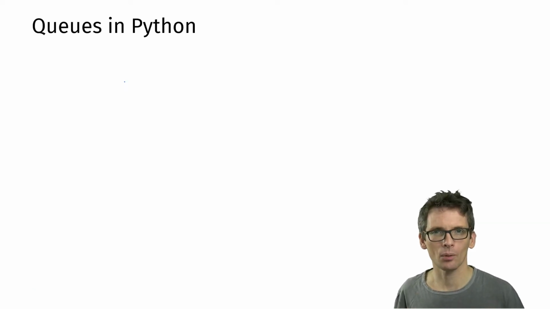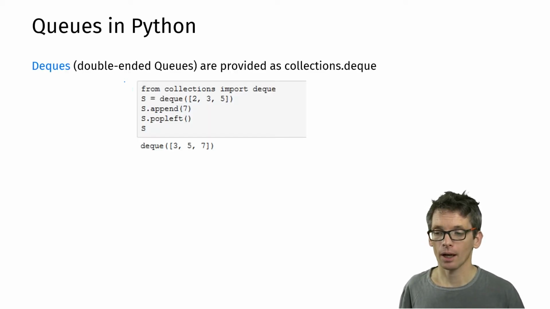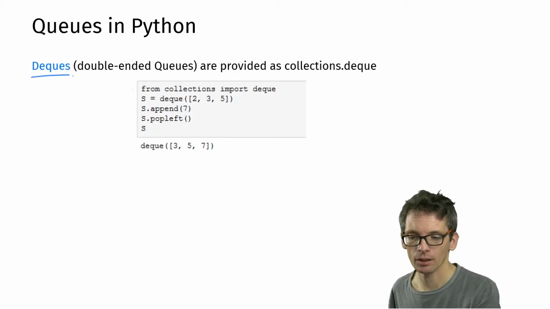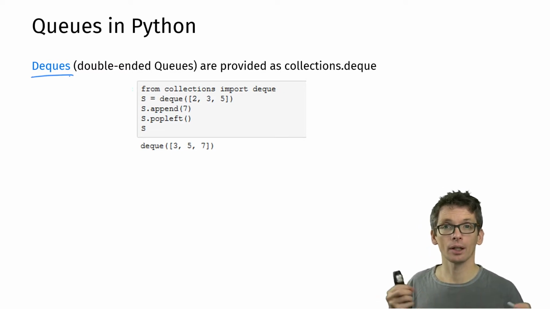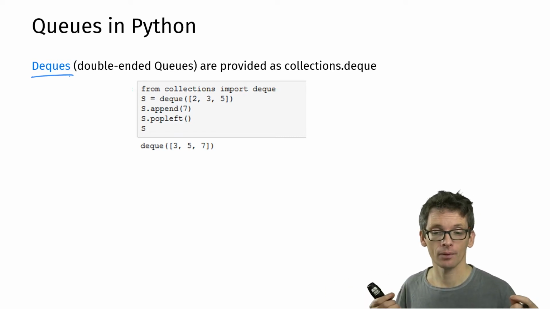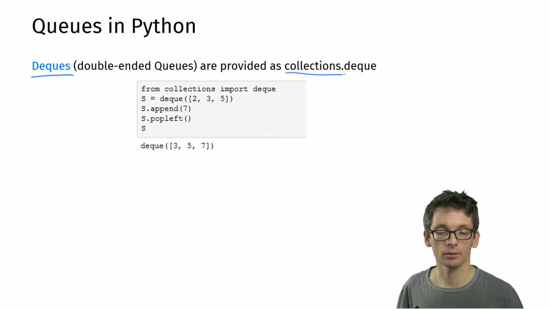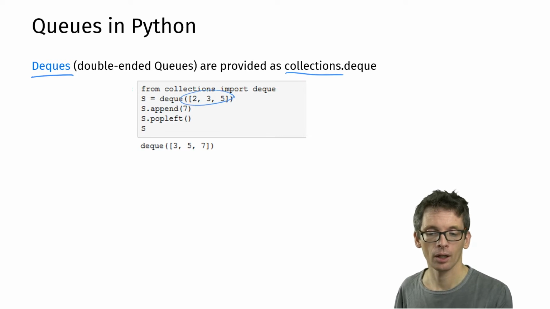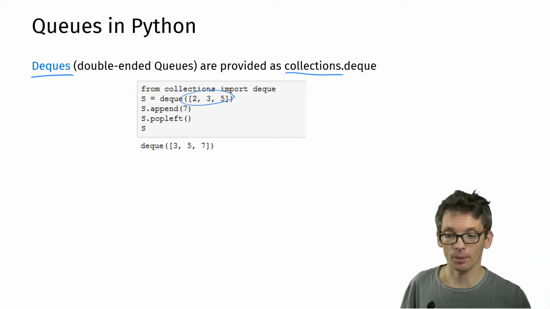So let's assume you want to use a queue and you want to use it in Python. In Python there are queues, and they are actually called deques, and that stands for double-ended queue, because you can insert and delete at both ends. They are provided in collections. And here's an example. So I can create a deque with elements 2, 3, and 5. And if I do append, it will append at the end.